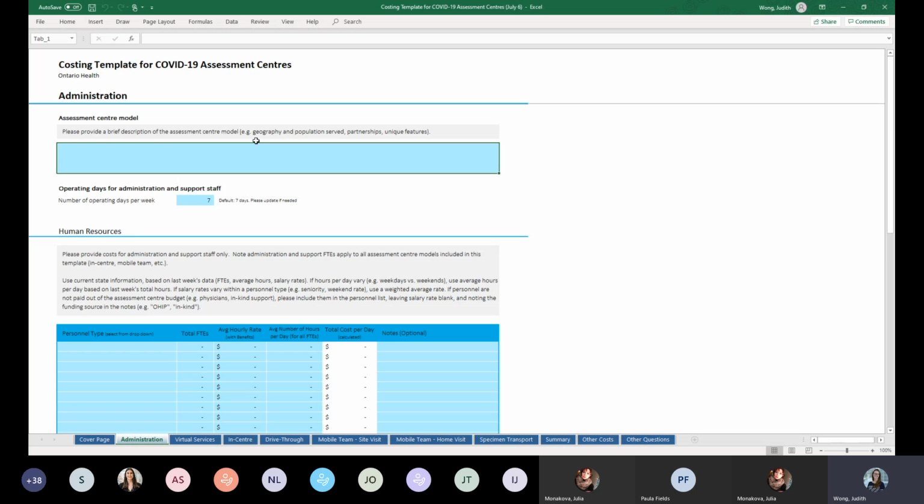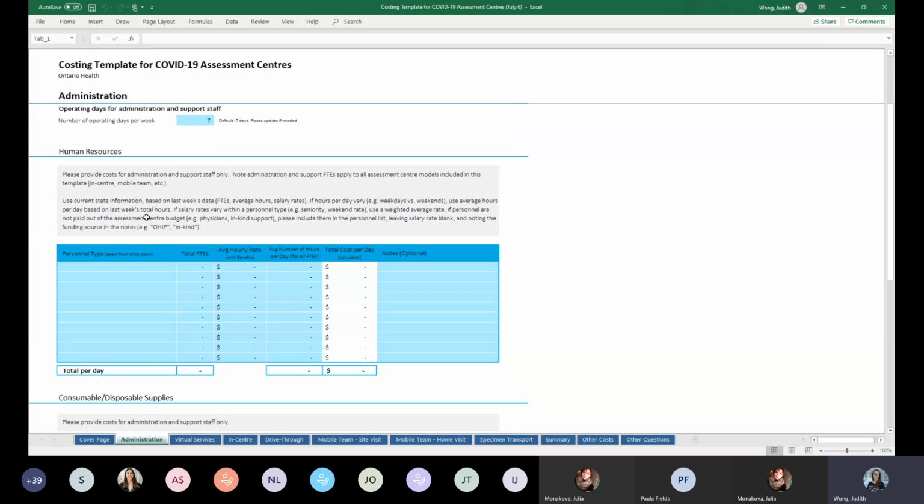For example, the geography and population you serve, partnerships across maybe multiple healthcare organizations that run the assessment center, any unique features of your model. And that can include both elements that are particular challenges for you, or things about your model that you think work particularly well. That can all go in this box. As well, if you have multiple different models, you can describe that here, but we will also be capturing the details of those on the subsequent tabs.